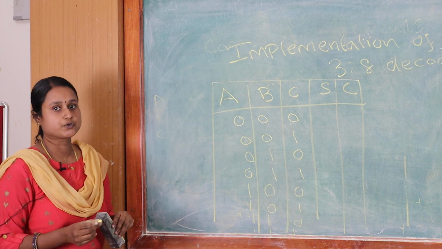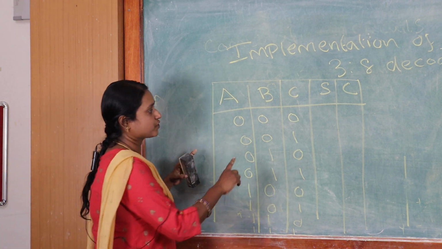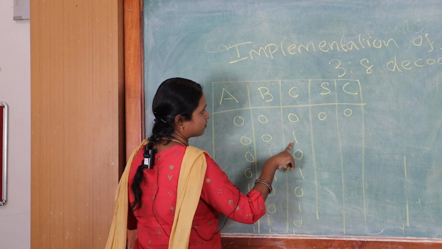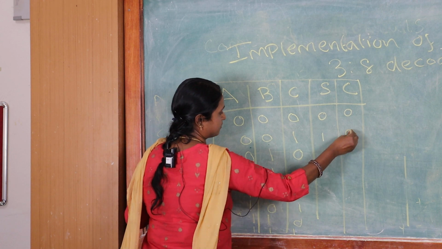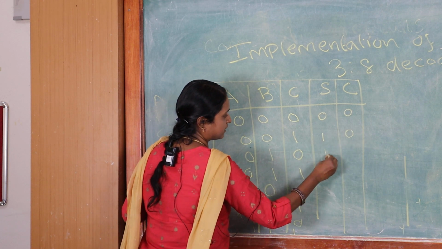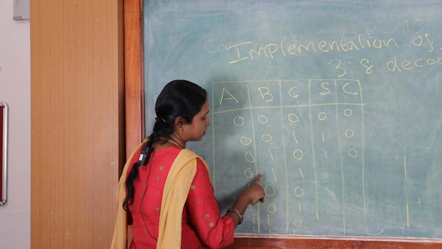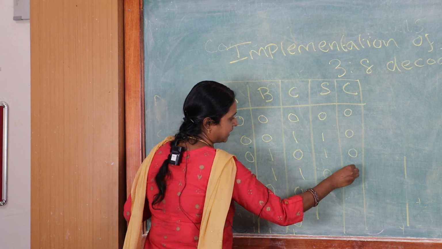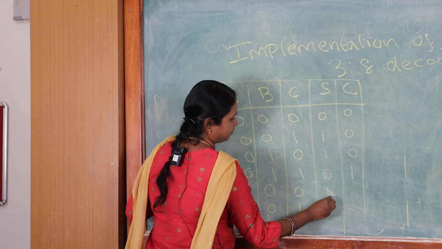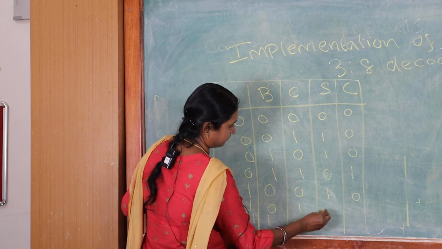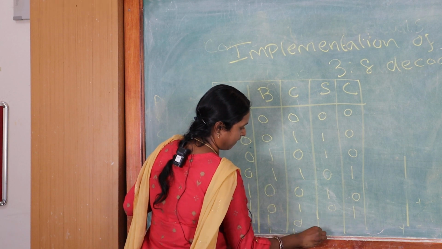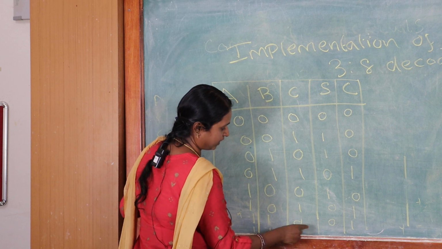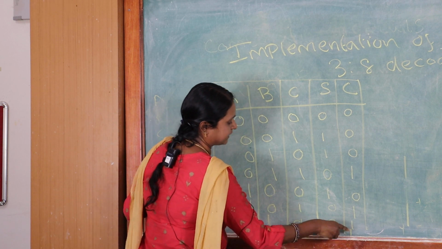Normal addition we have to do. As we know, 0 plus 0 is 0, 0 plus 0 is 0. Here 0 plus 1, sum will be 1, carry will be 0. Again here also sum will be 1, carry will be 0. Here 0 plus 1 is 1, 0. So 1 plus 1, sum will be 0, carry will be 1. Here again 1, 0. 1 plus 1 is 10, 10 plus 1 is 11. So we are having both sum and carry.